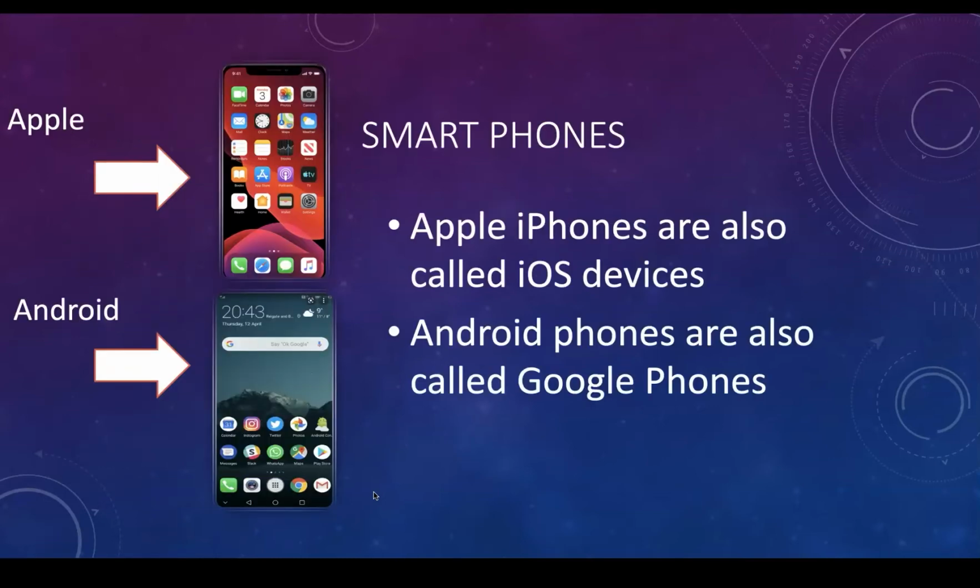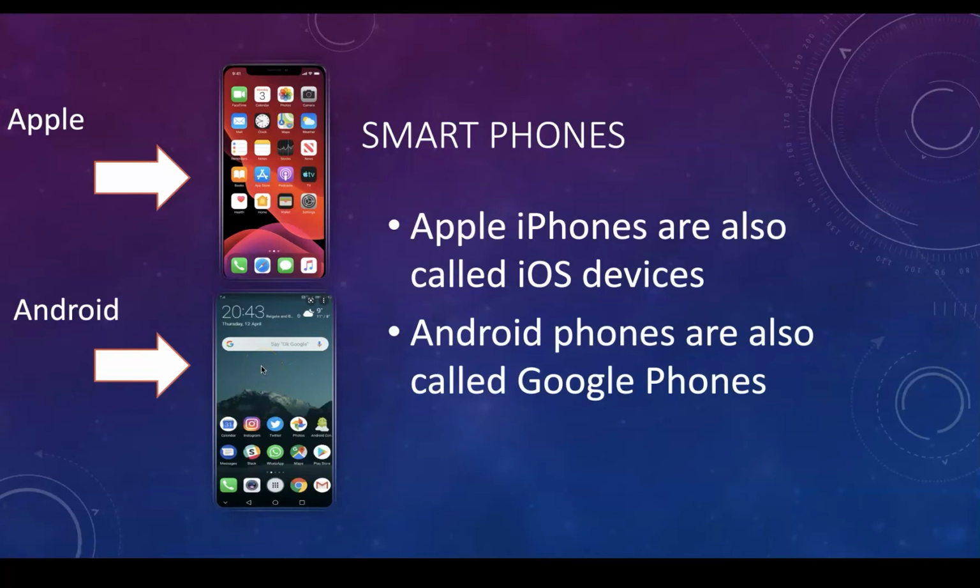Okay, you have one of two smartphones. A smartphone means that your phone does more than just make phone calls. So you either have an Apple or you have an Android. And you can see on my screen, this top phone is an Apple, the bottom phone is an Android. Sometimes an Apple phone is called an iOS device, and then an Android phone is sometimes called a Google phone.